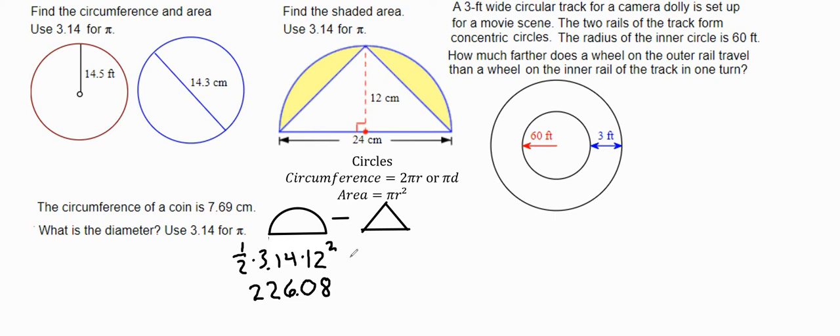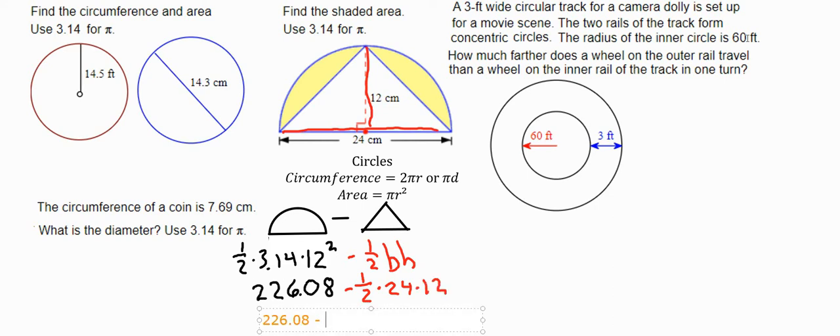The formula for area of a triangle is 1/2 base times height. So the base is all the way across, that's 24. And then the height of the triangle was the same as the radius, which is 12. And 1/2 times 24 times 12, and again 1/2 is the same thing as 0.5, 1 divided by 2. That gives you 144. And when you subtract them, you have 82.08 centimeters squared, or that would be 82.1 centimeters squared if rounded to the nearest tenth.